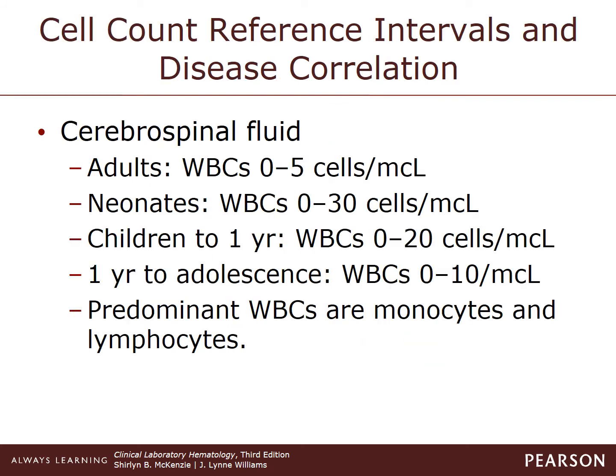Now let's talk about some reference intervals and disease correlation with the CSF. Normally, for adults, you can have 0 to 5 WBCs. For neonates, it might be a little bit more increased due to some kind of trauma they're having during childbirth. Children to 1 year old can see some cells of 0 to 20 within the meninges. Those are white blood cells. And usually the reference ranges from 1 year to adolescence are 0 to 10, with predominant cells being the monocytes or the lymphocytes.